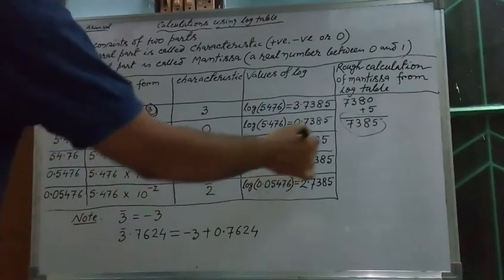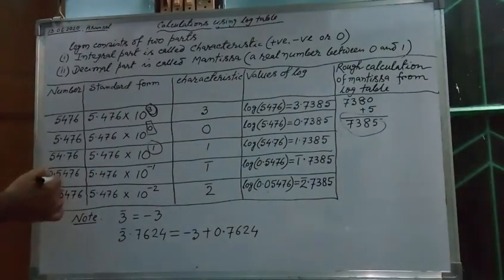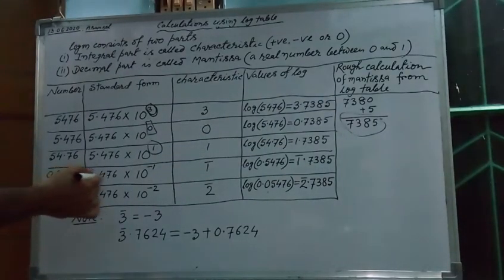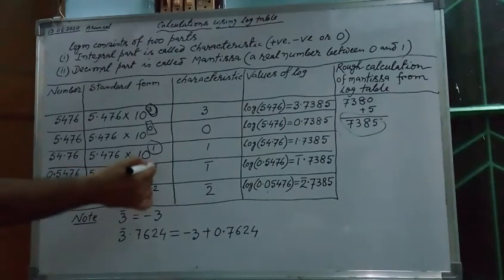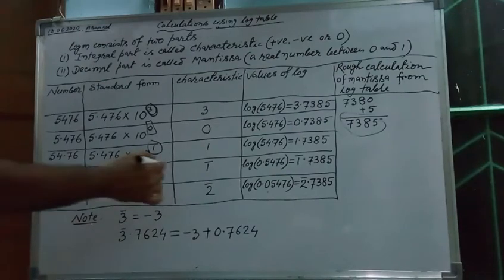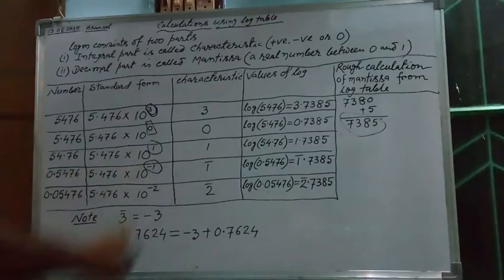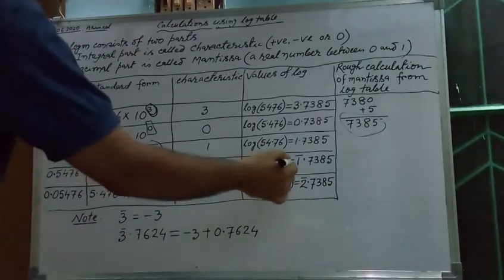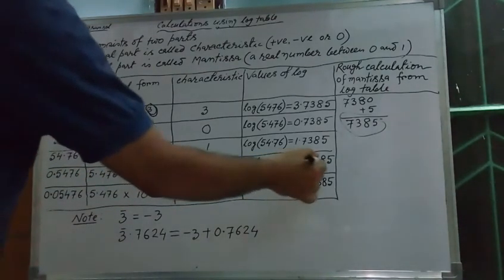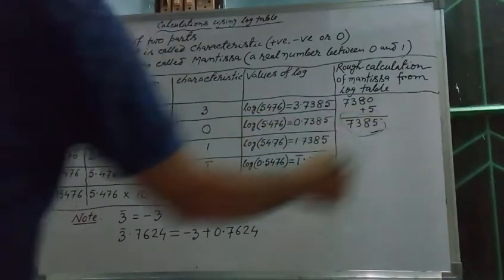If it is 0.5476, in the standard form we can write it as 5.476 into 10 to the power minus 1. See, this is minus 1. This minus 1 is written as 1 bar. So the characteristic is 1 bar. So log of 0.5476 is equal to 1 bar 0.7385. In the same way, we get 7385.